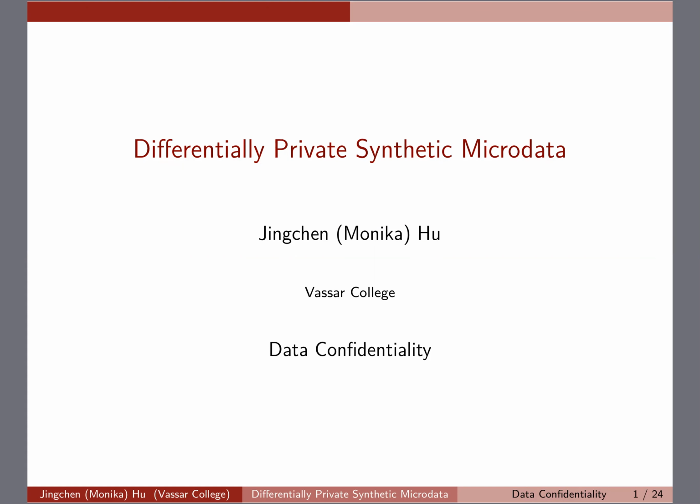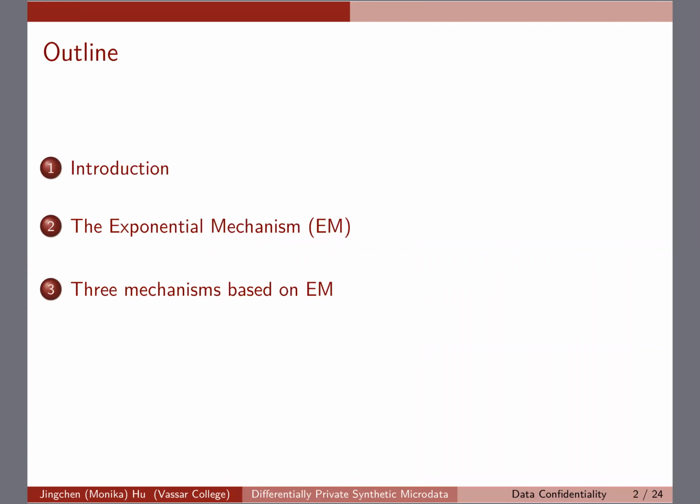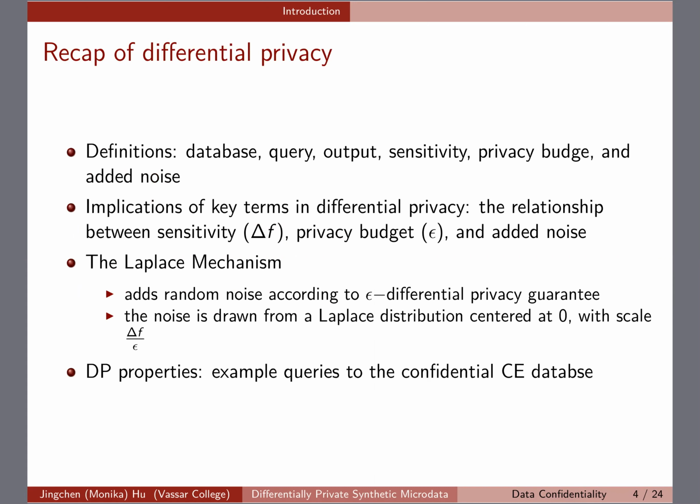Okay, so a couple of things for the introduction. You remember the differential privacy approach that we talked about, right? The definitions, the implications, and the Laplace mechanism, okay? And here, the key terms, definitions, that you will start to see again in this lecture are the sensitivity and the privacy budget, okay? Epsilon and delta F, okay?